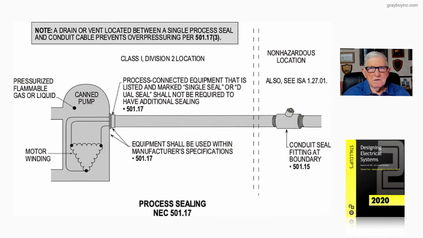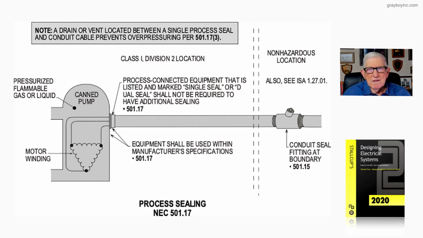Now let's take a look at this figure 21-43, and it deals still with process sealing in accordance with 501.17. But reviewing the note at the top, it states a drain or vent located between a single process seal and conduit cable prevents overstressing and overpression in accordance with 501.17, item 3.